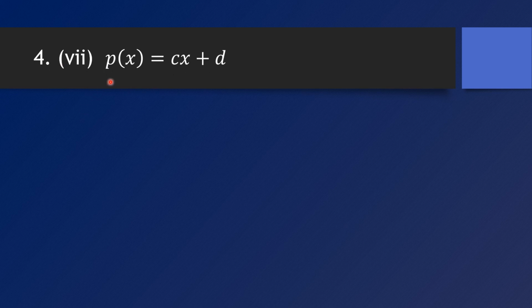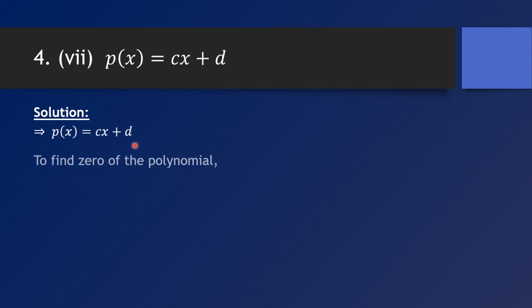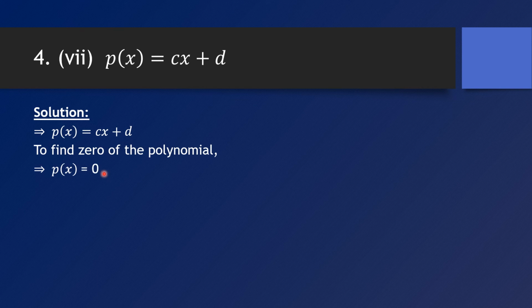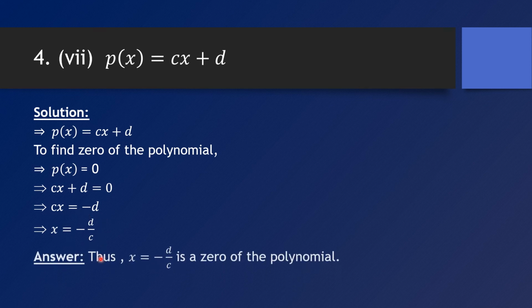Now question number 7 is p of x is equal to cx plus d. So let's find out the 0 of this polynomial. In order to find it, again we are going to put p of x is equal to 0. So p of x is nothing but cx plus d is equal to 0. Then on transposing this d to the other side, it will be cx is equal to minus d. And then c is in multiplication here with x. So on the other side, it will go into division. Minus d upon c will be the 0 of the given polynomial.